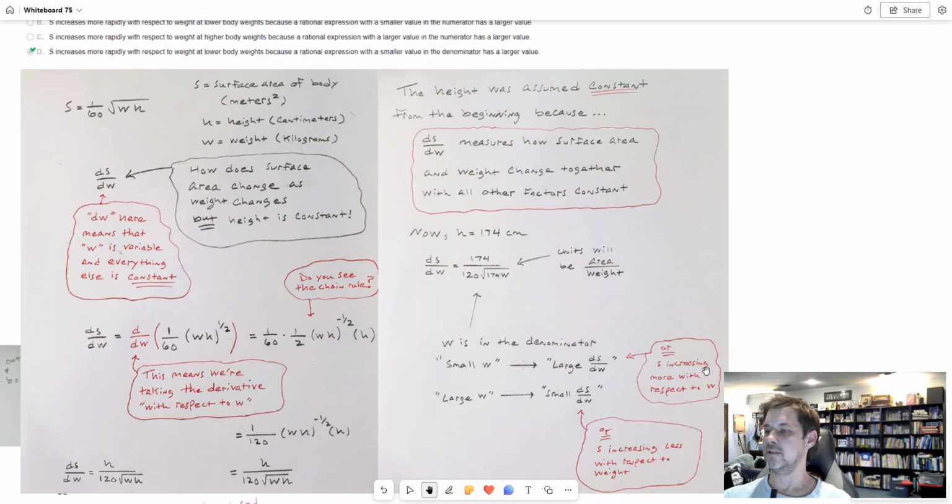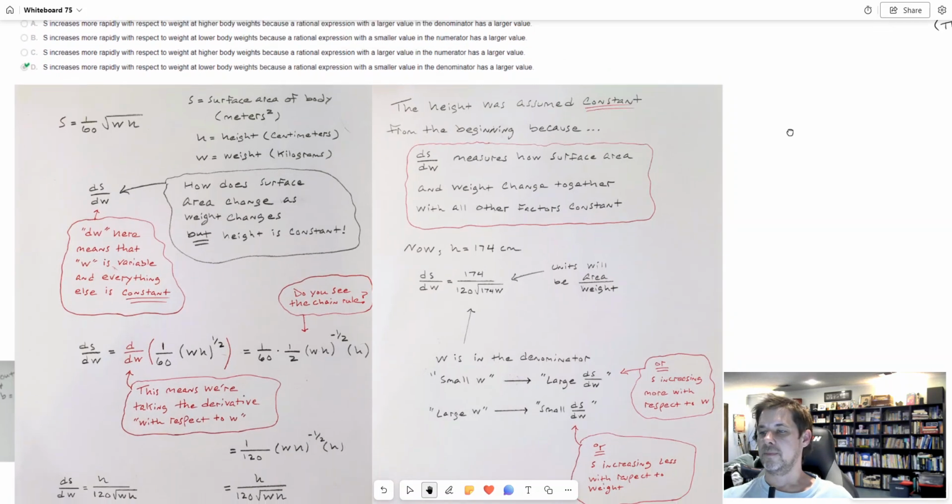And that tells me S is increasing more with respect to W, because this derivative tells me how S responds to changes in W. And if W is large, then this quantity will be smaller and the derivative will be smaller. The derivative tells me how S responds to changes in W, so S is increasing less with respect to weight in that case. So whether W is big or small, the derivative is big or small, and it tells me how S is increasing either more or less with respect to W.